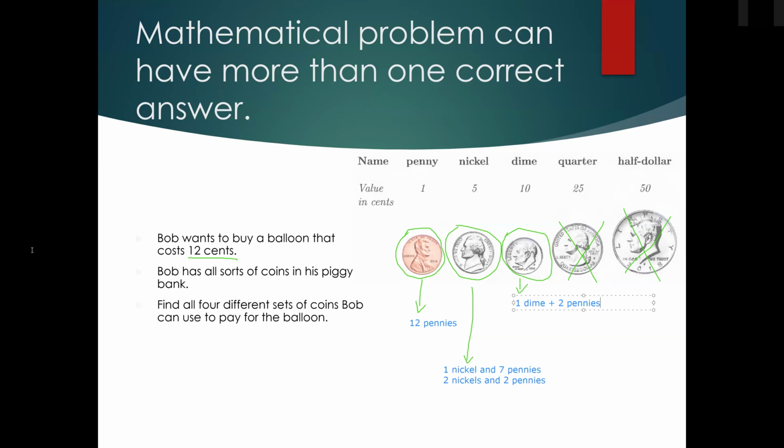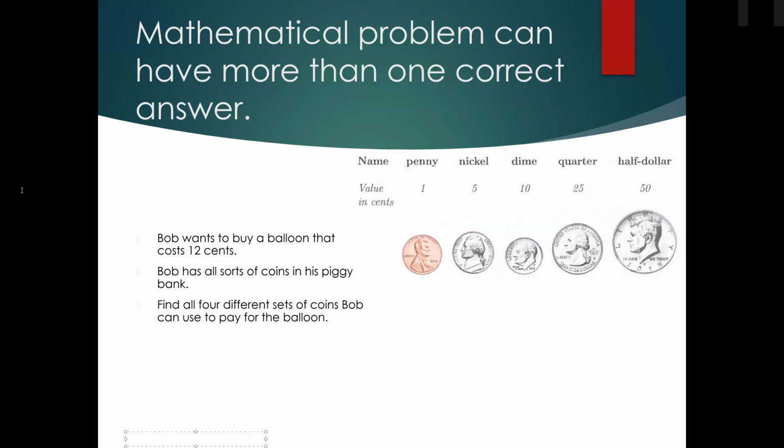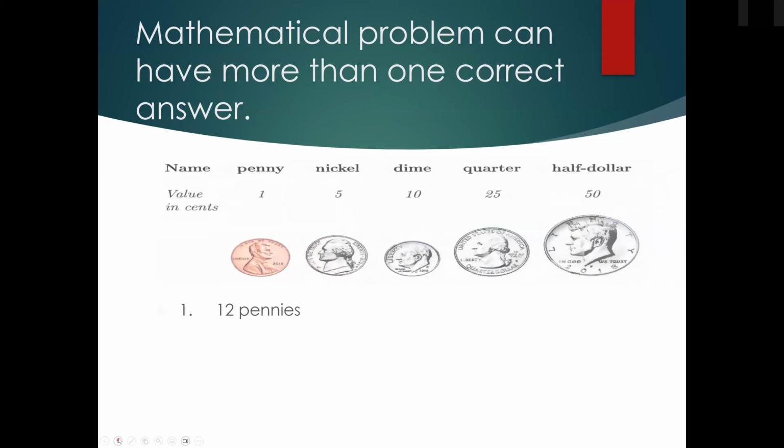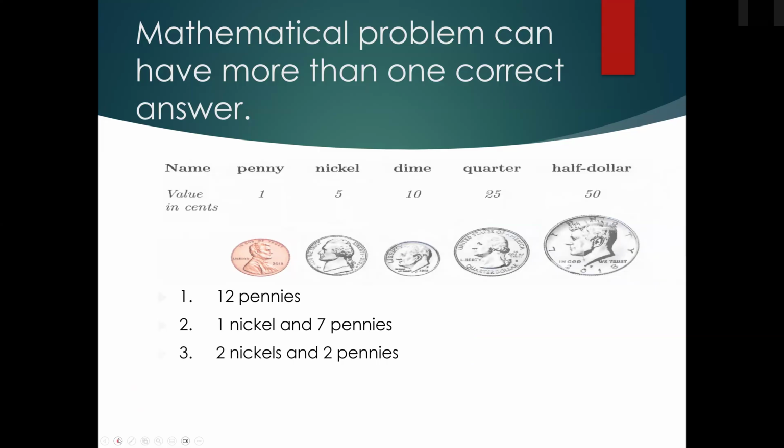So yeah, let me clear the screen. Let's see the solution. Okay, let me check. So first we got 12 pennies, 1 nickel and 7 pennies. Oh, the transition here is pretty cool. 2 nickels and 2 pennies, and 1 dime and 2 pennies.